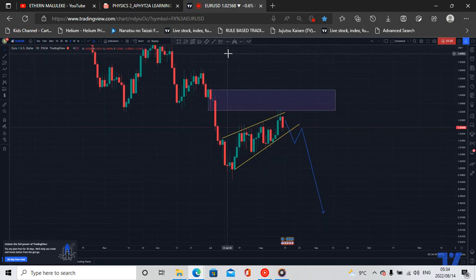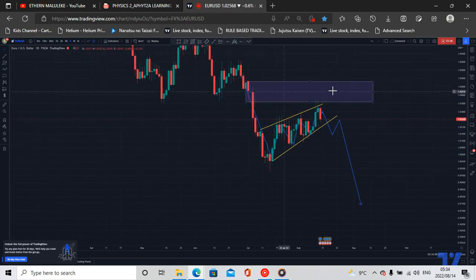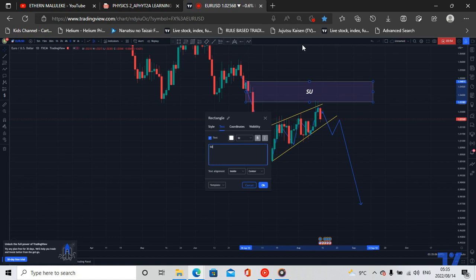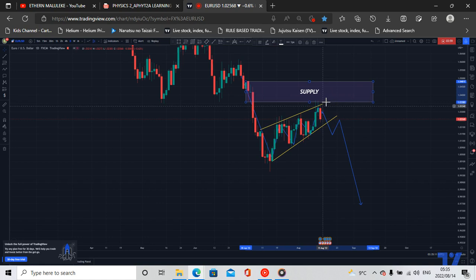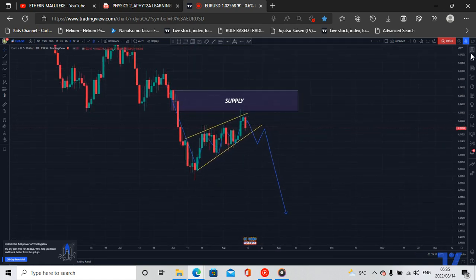I've already checked Euro USD. You see how Euro USD has been moving also: impulse, then corrective with a rising wedge. That's the scenario I'm expecting here. We just tested this resistance level, or we can simply call it your supply. I love using the word supply. So we tested the supply, therefore now we have to go bearish on the Euro USD.